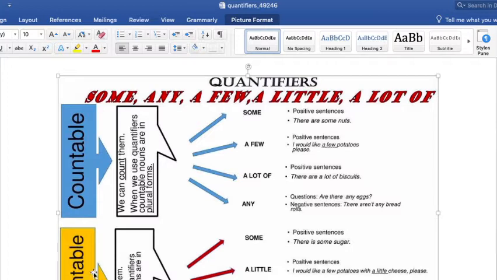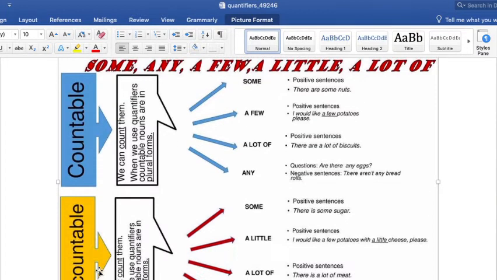So, most of the countable nouns have plural forms. For example, apple, apples. Chair, chairs. Computer, computers. Man, men. Woman, women. So those are plural forms. But on the other hand, uncountable nouns, they do not have S, they do not have plural form. That's the big difference. If we understand these two, then we are going to understand this one as well.